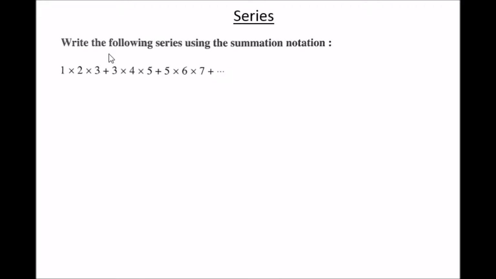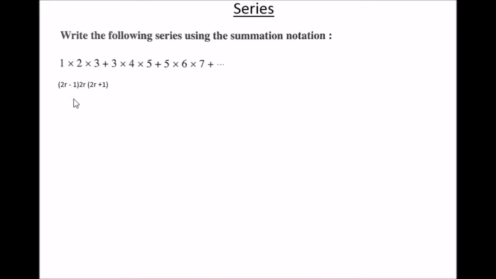Another example: here we want to write the following series using summation notation. The first term in the series is 1 times 2 times 3. Second term is 3 times 4 times 5, then 5 times 6 times 7. To find the general term, let's connect each term by the order of the term r. The order of the first term is 1, so assume it's r times r plus 1 times r plus 2. Now check if it works with the second term. The second term starts by 3, while r is 2. So this doesn't work with the second term. So let's try another rule.